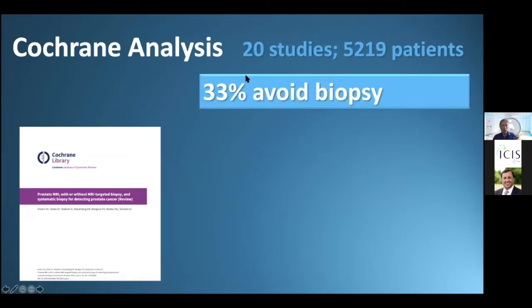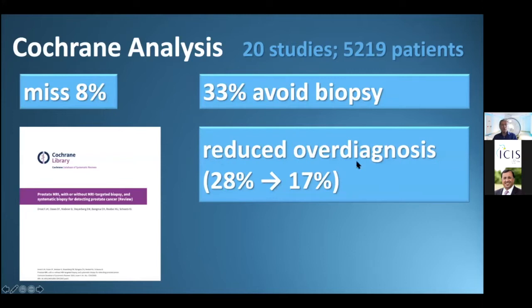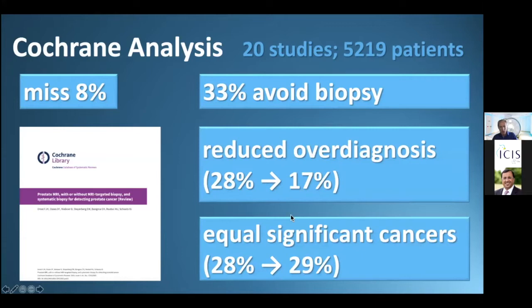First, if you use multi-parametric MRI, in a negative MRI you can avoid biopsy in 1/3 of patients. This is at the cost of missing 8% of significant cancers. Furthermore, there is a reduced overdiagnosis from 28 to 17%, which is quite significant. There is an equal detection of significant cancers, 28% to 29%.